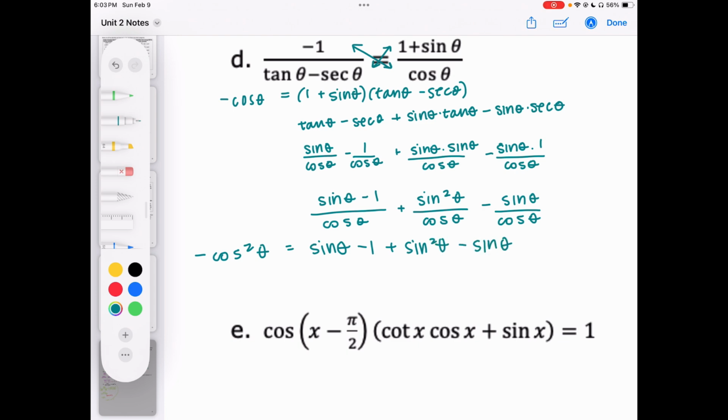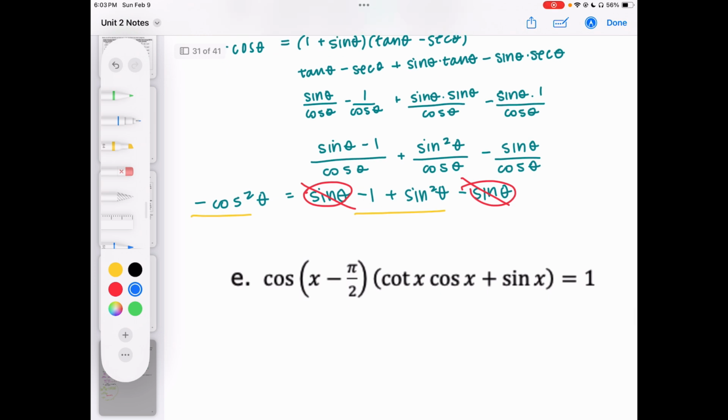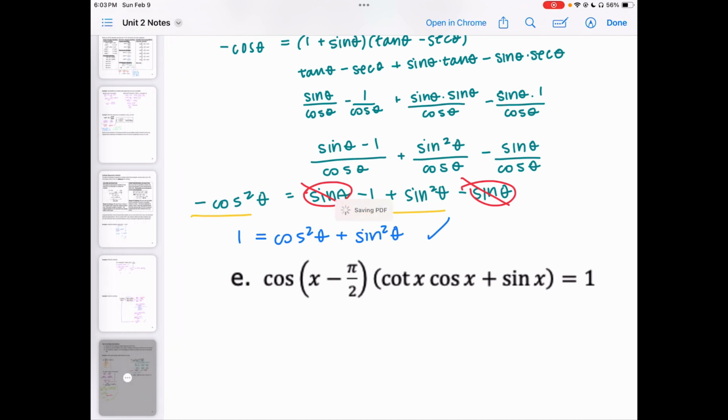Okay. I notice that this and this will go away. Okay. I'm left with the Pythagorean identity. Although it doesn't really look like a very pretty Pythagorean identity, it is correct, right? If I bring the 1 over and I bring the cosine squared theta over, I do have the Pythagorean identity. So we have verified that.